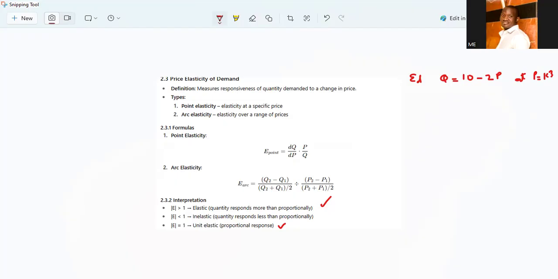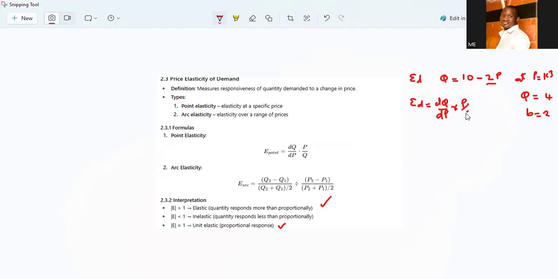So we need to find the corresponding quantity. So when you put the price 3 in there, our Q therefore will be 10 minus what? 6, meaning the Q will be 4. The B is the gradient, the slope, or the number that comes before the letter. Our B in this case will be what? Minus 2. So the point elasticity of demand is given by dQ over dP times price over quantity at that particular point.